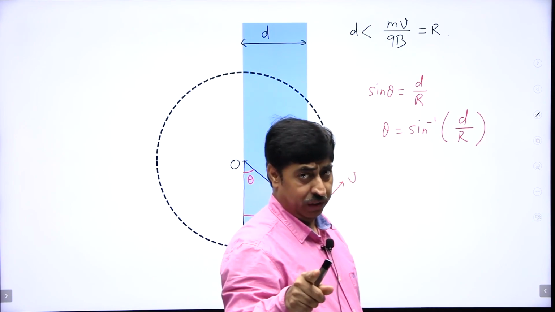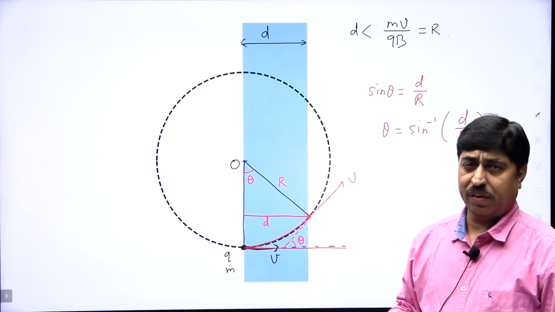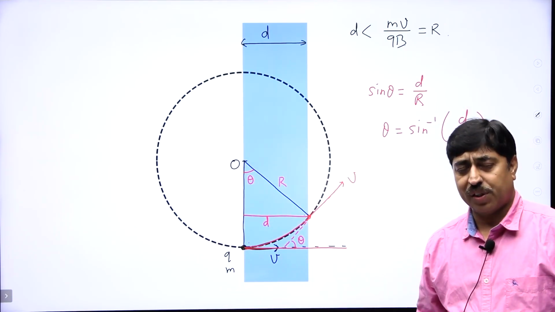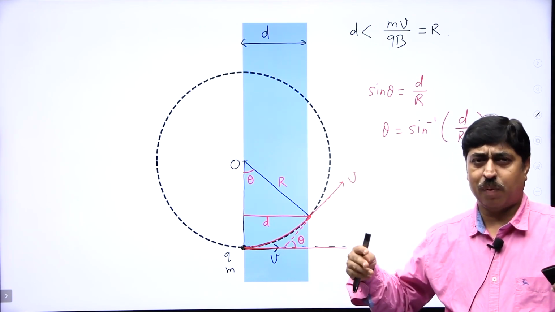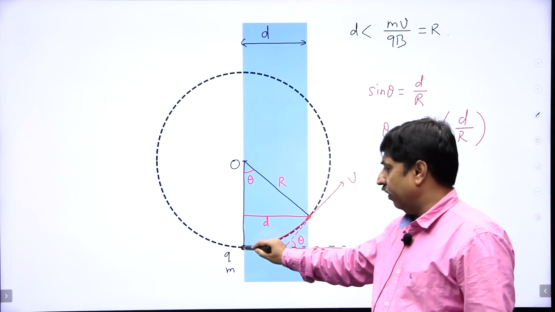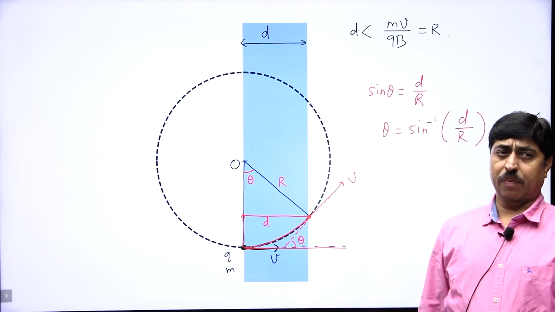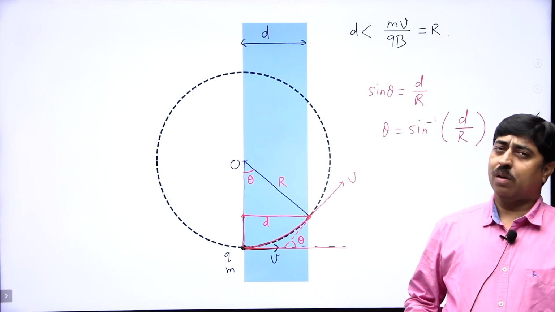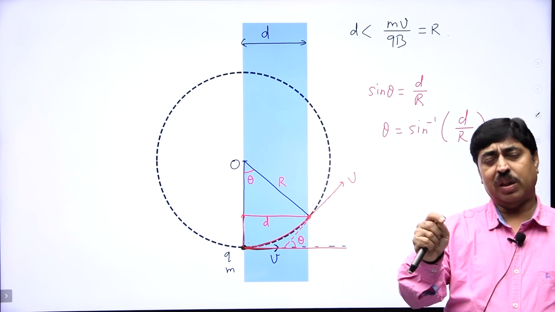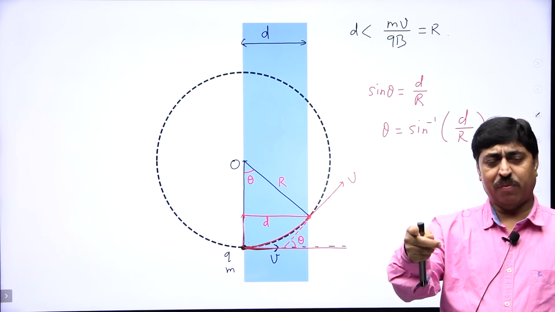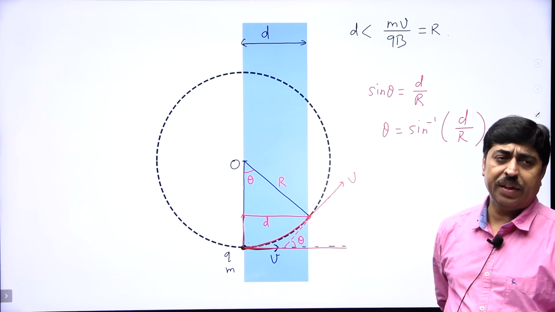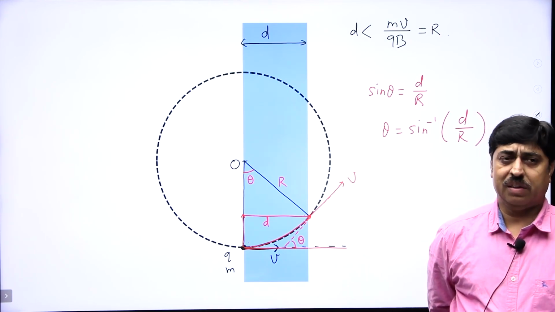Its momentum has changed because its direction of velocity has changed, but again its speed will never change, because the magnetic force does not perform any work. The force is always perpendicular to the direction of motion. Such a force will never perform any work. So no work done, no change in kinetic energy, but this force has some impulse, and therefore there is a change in momentum. So velocity changes, direction changes.